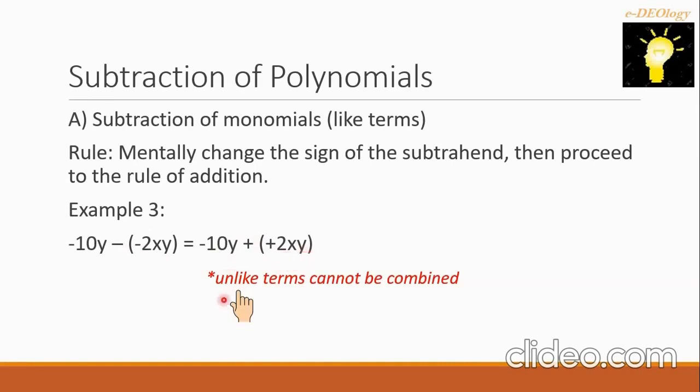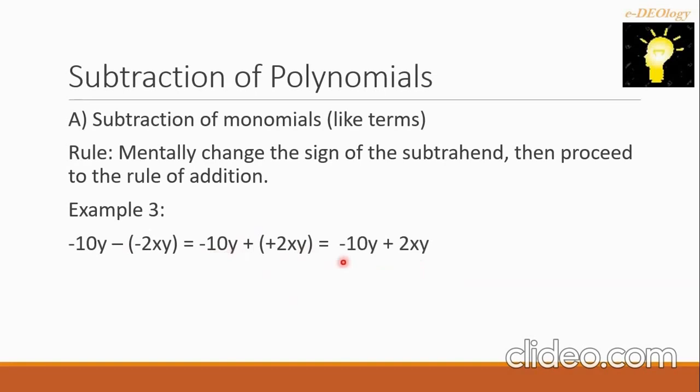So, as a rule, unlike terms cannot be combined. So for our final answer, we will simply copy all these terms. So negative 10y is here now, and then plus the 2xy. So the final answer is negative 10y plus 2xy.